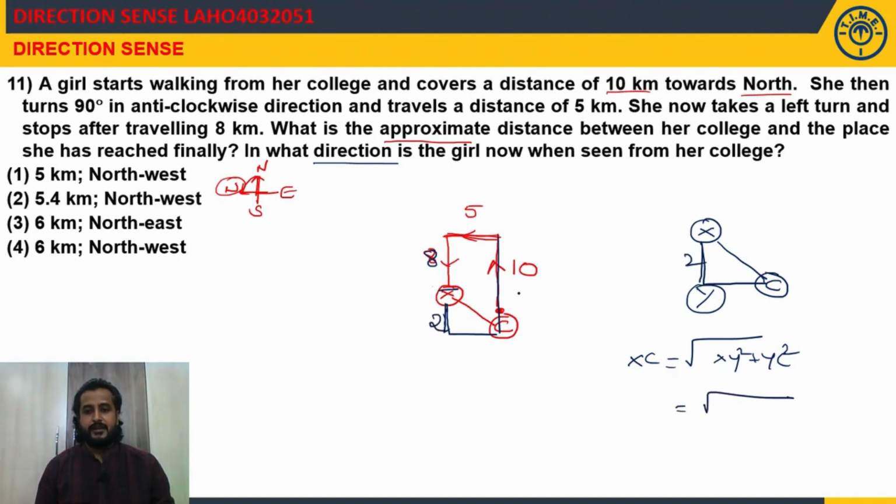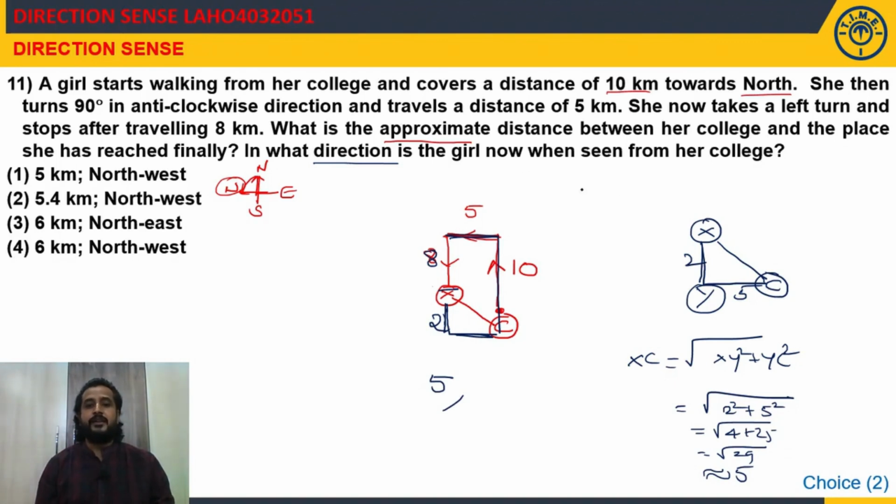Now YC distance. This distance is equal to this distance, right? So how much is it? 5. So it is 5. Okay. So XY is 2 square, YC is 5 square. So 4 plus 25, which is 29. Again, root 29 is approximately 5.